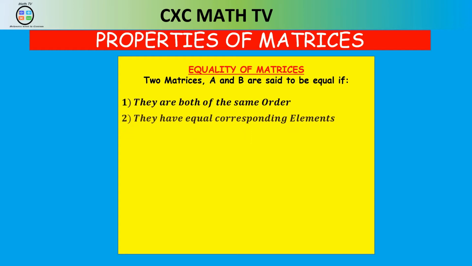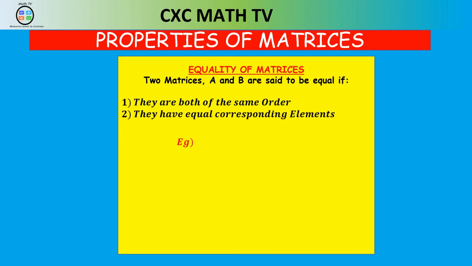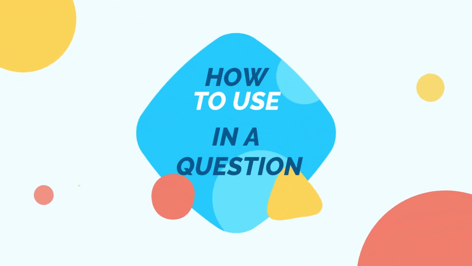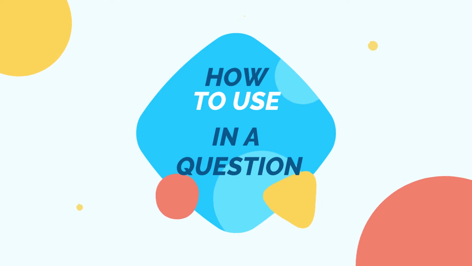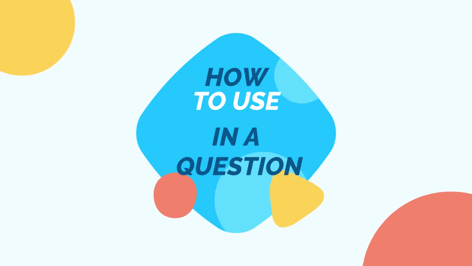So for example, if the matrix A is a, b, c, d and the matrix B is p, q, r, s, then A would be equal to B if and only if element a equals element p, element b equals element q, element c equals element r, and element d equals element s. Now, how do we utilize this property in a question? So let's look at an example.